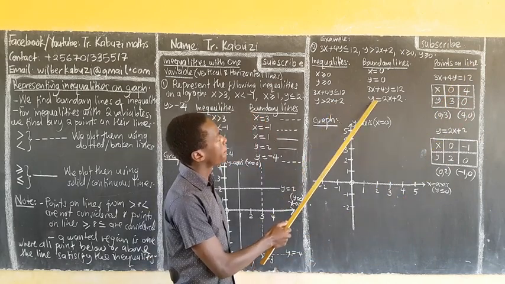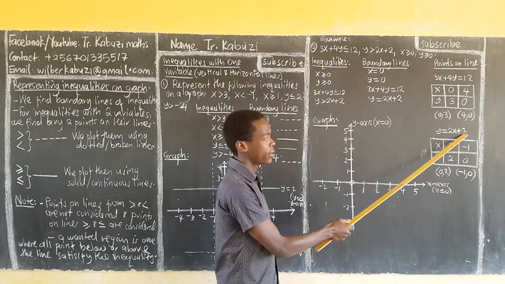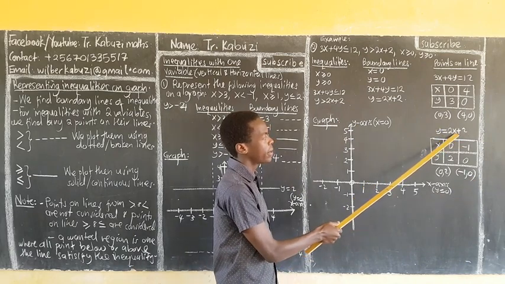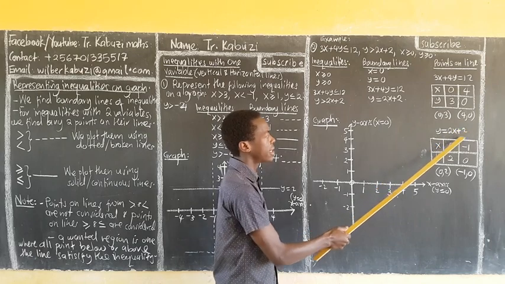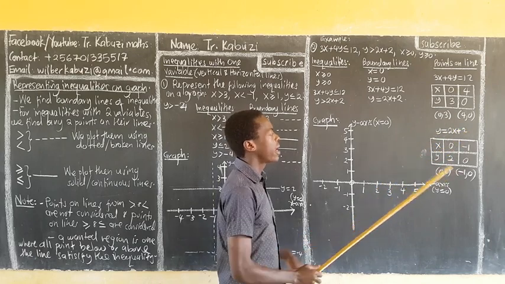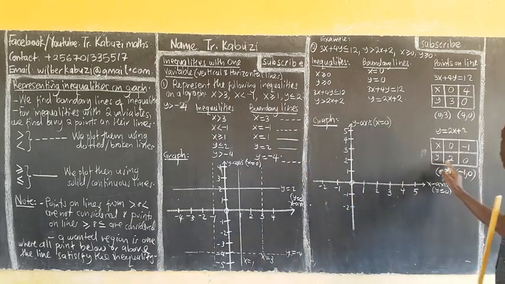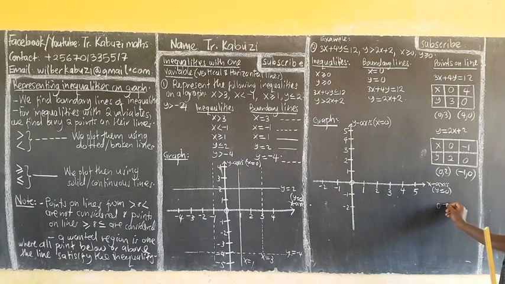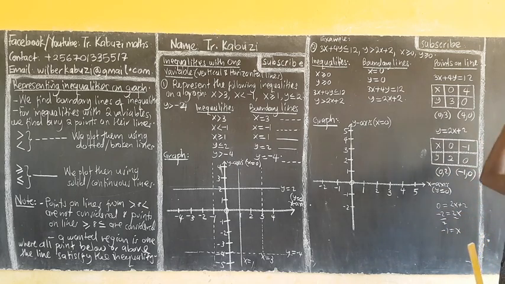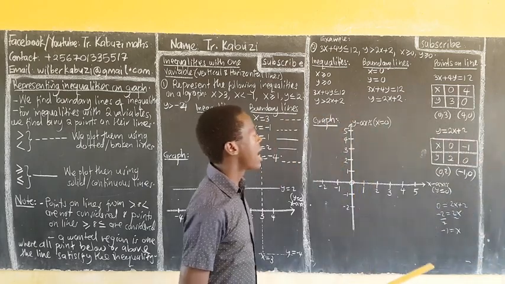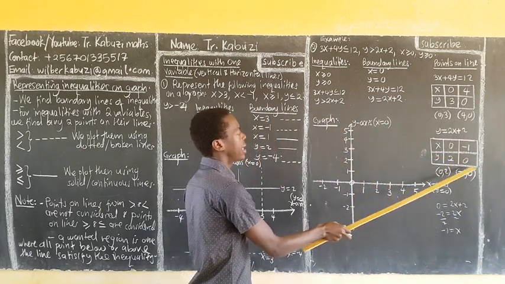When I come to this line, y equals 2x plus 2, the same case. When x is 0, y will be just 2. Then when y is 0, we have 0 equals 2x plus 2. I need x. Take the 2 to this side, we have -2 equals 2x. Divide by 2, so that x is -1. So the point we have is (-1, 0).